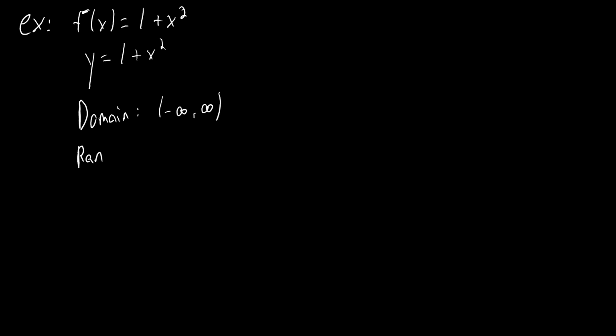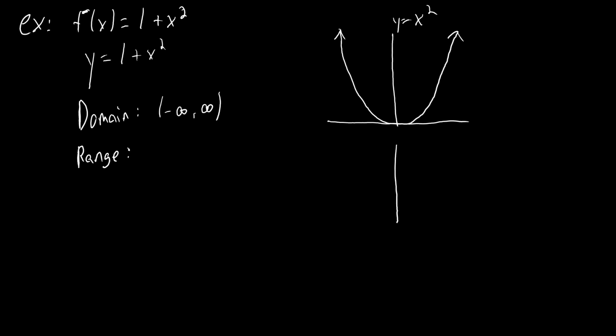And range, let's see. So x squared is always going to be increasing, and we know the behavior of x squared. You've probably seen this, right? This is x squared. Okay, so if we graph 1 plus x squared, it's going to look like this, right? And this is going to be 1. So our range is going to be including the point. Let me just rewrite that so there's no confusion: square bracket 1, positive infinity.